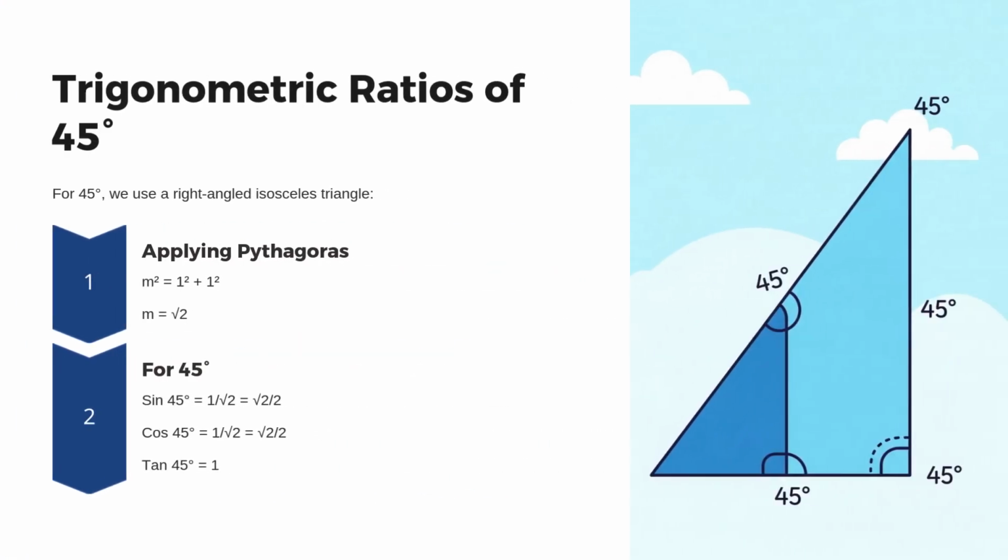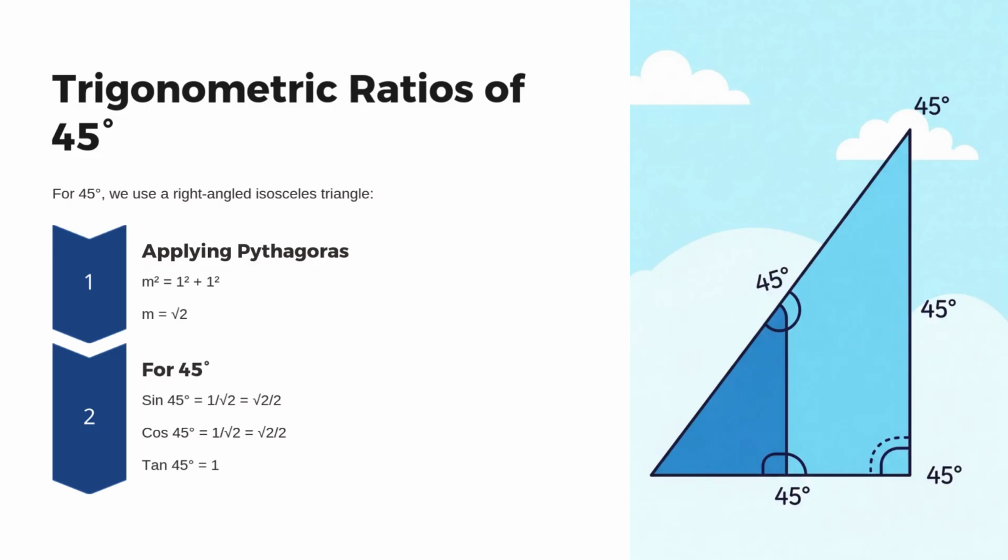Trigonometric ratios of 45 degrees. For 45 degrees we use a right-angled isosceles triangle. Applying Pythagoras, m squared equals 1 squared plus 1 squared. This simplifies to m squared equals 2. Therefore m equals the square root of 2.